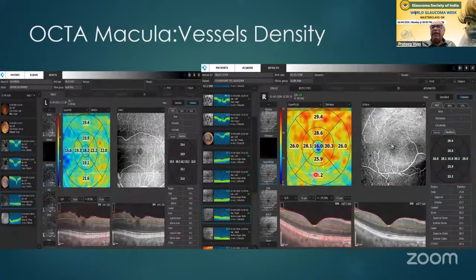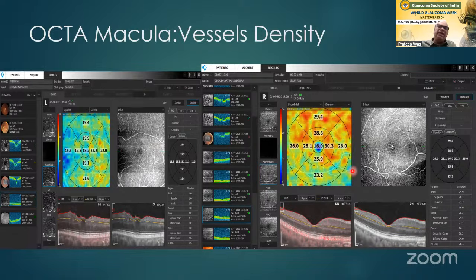Similarly, in the macular area, the microcapillaries are very, very densely packed. So when we assess the microcapillaries in the macular area and their vascular density, you can compare and assess whether the patient has progressed or has not progressed.